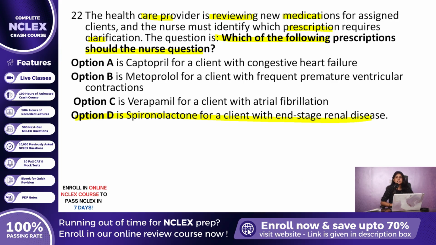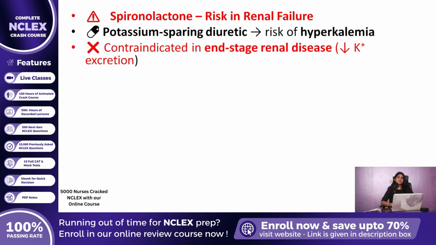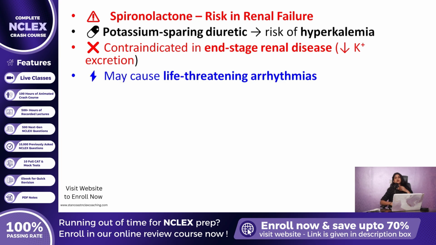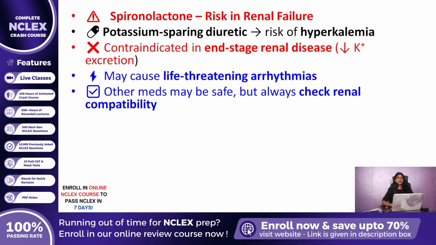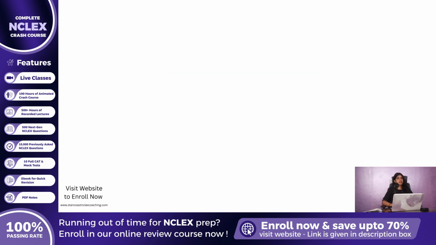Here's the rationale. Spironolactone is a potassium-sparing diuretic, and in clients with severely reduced kidney function, its use increases the risk of dangerous hyperkalemia. Clients with end-stage renal disease have diminished capacity to excrete potassium, so this prescription could result in life-threatening cardiac arrhythmias. The other medications are appropriate for their respective conditions and do not carry the same level of risk in this scenario.